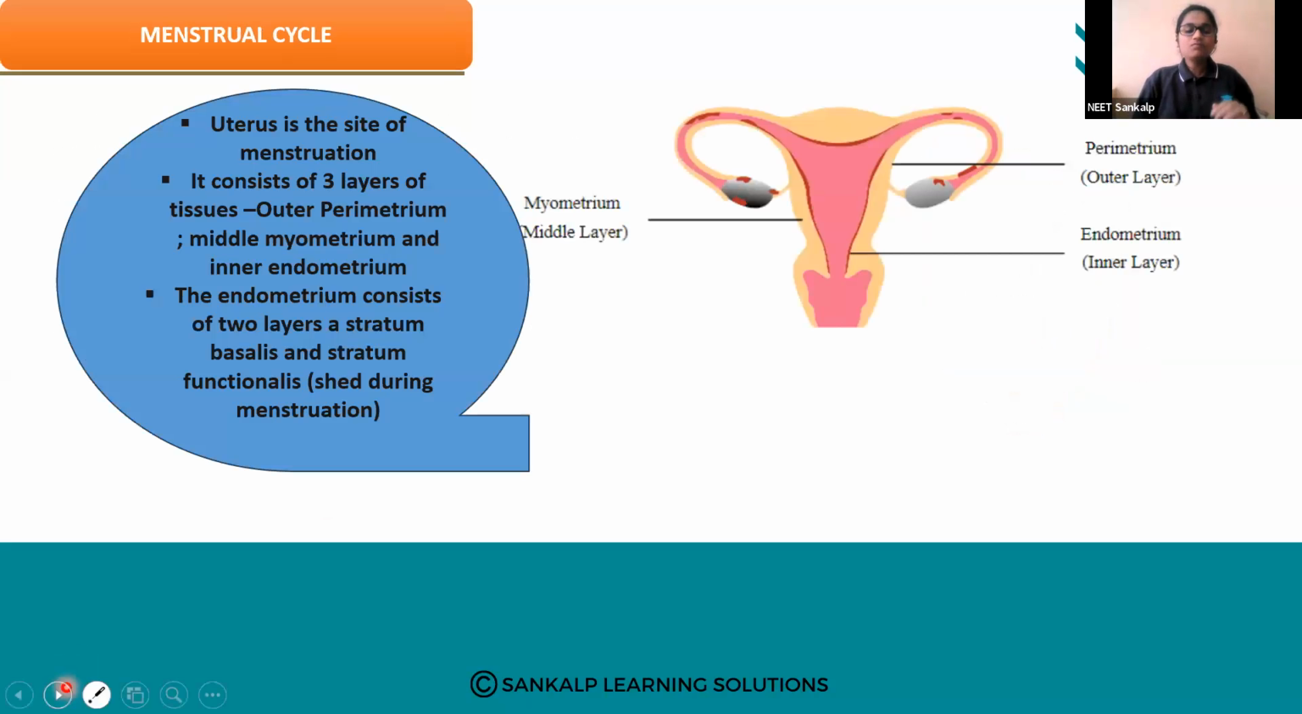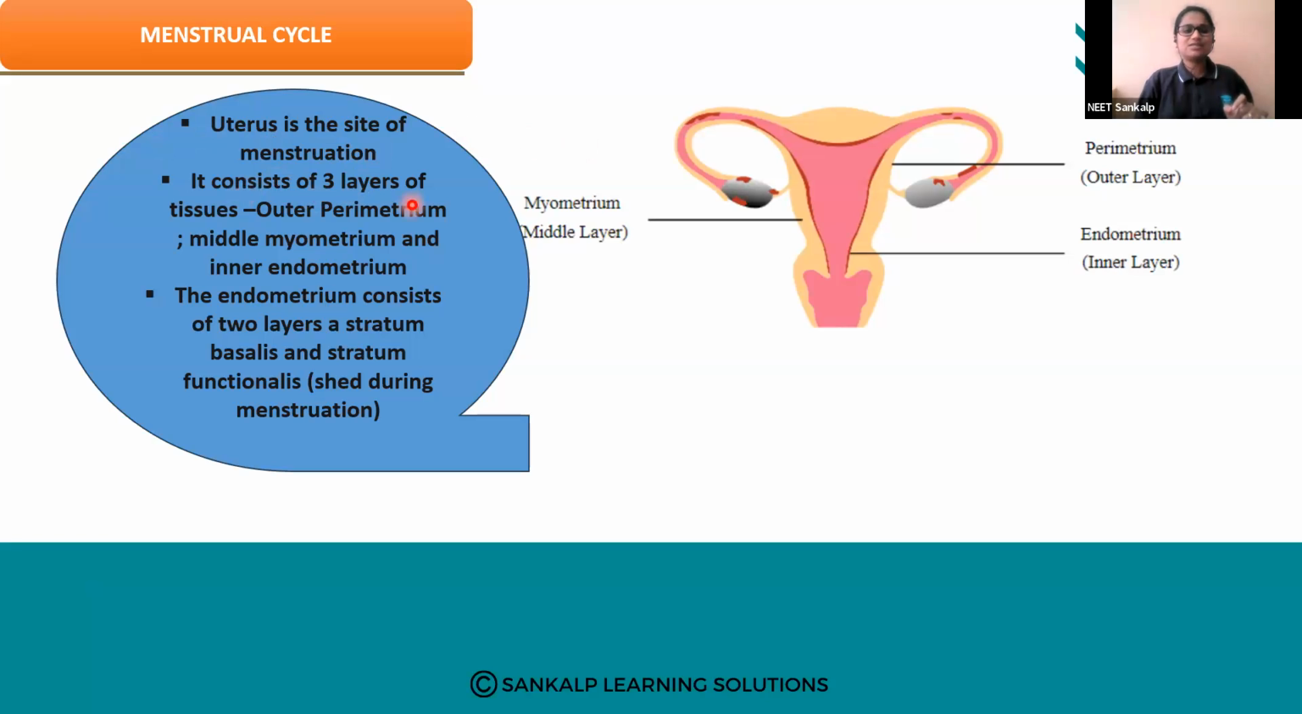Now, see the uterus, guys. What actually happens in the uterus during menstruation? The uterus is the site of menstruation. Very important. The sentence seems very easy, but when asked for the site of menstruation, the usual answer from students is the ovary. No. The site of menstruation is the uterus, the womb.